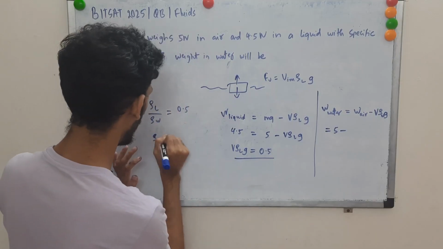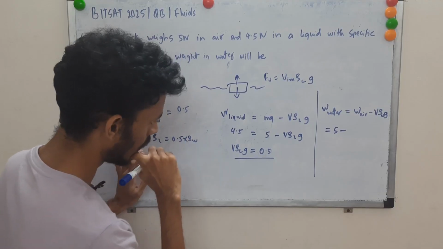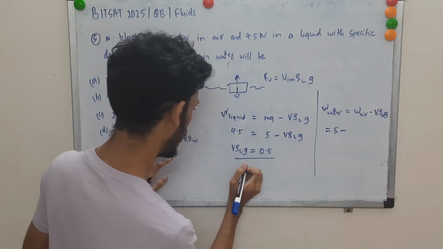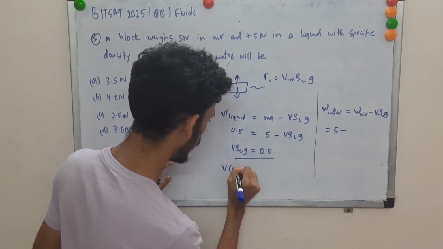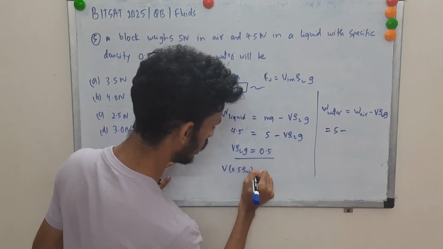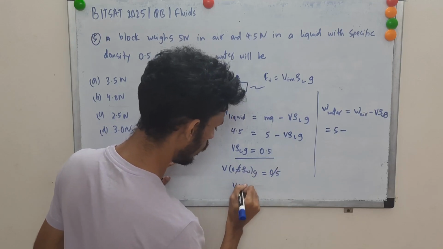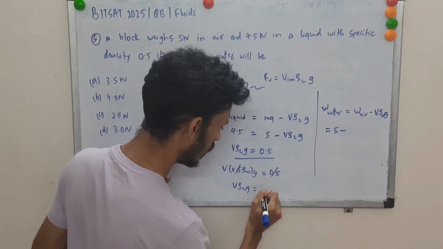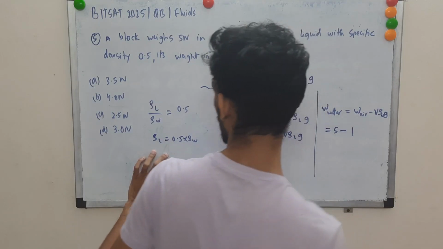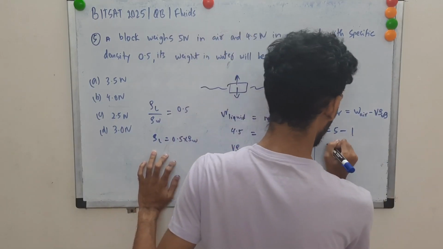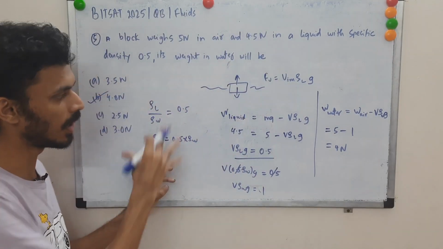So rho L in fact can be written as 0.5 into rho w, right? So you can write this rho L as 0.5 into rho w g, and there you see the magic. This and this will cancel, and V rho w g is 1, right? So basically this value is 1. So okay, our answer is 4 newtons, which is option B. Okay, quite a simple concept.